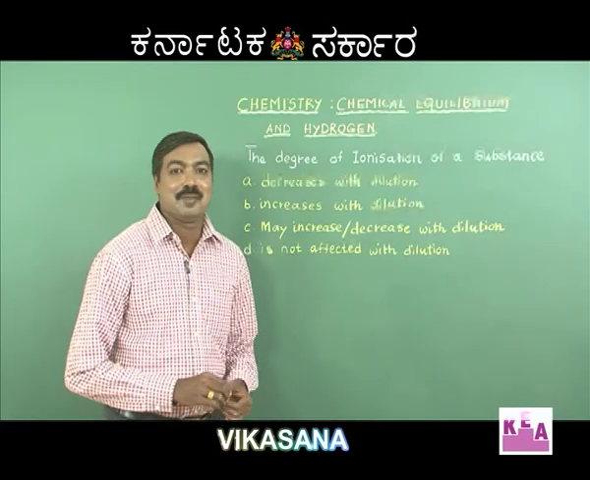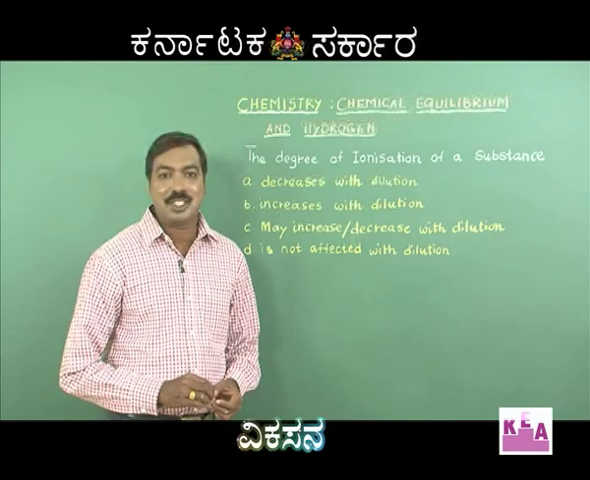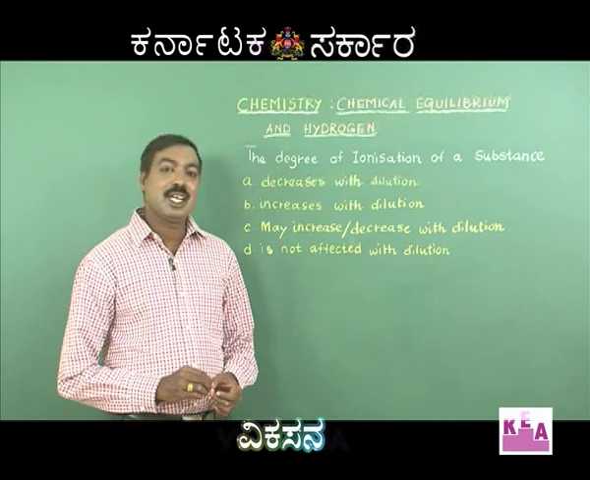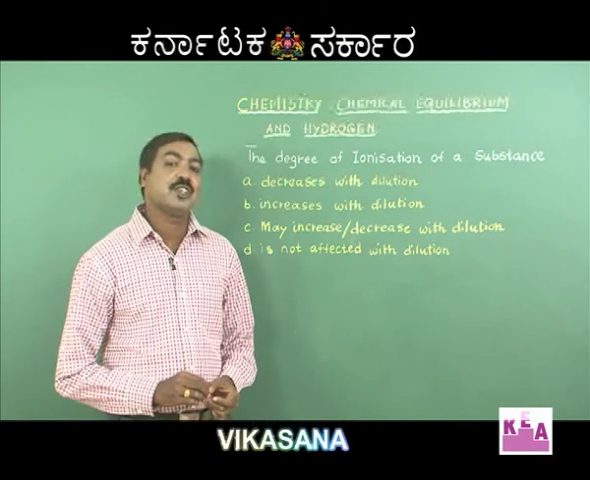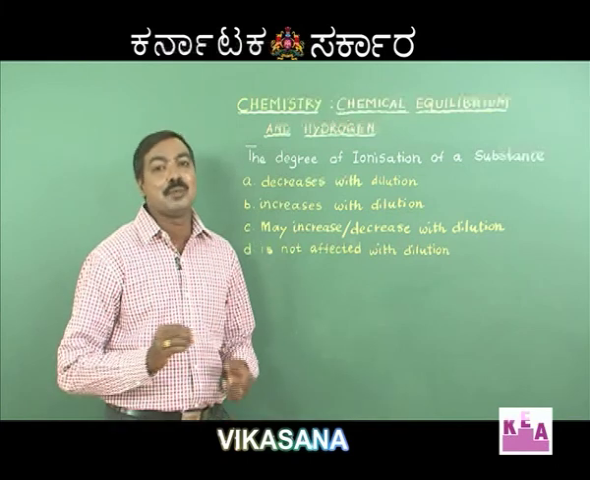Our next question: the degree of ionization of a substance. Option A, decreases with dilution. Option B, increases with dilution. Option C, may increase or decrease with dilution. Option D, is not affected with dilution. You have to understand what the degree of ionization is. Degree of ionization refers to the fraction of the electrolyte that undergoes dissociation in aqueous media.